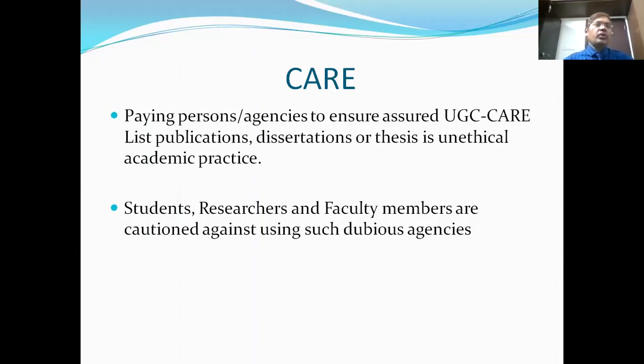And I promise you, if you practice in that way, one day you'll become an expert, and you'll be publishing good content, journals and articles, and you can publish them in good indexed journals. That's very good. So students, researchers, and faculty members are cautioned once again against such dubious agencies. Don't go with them.